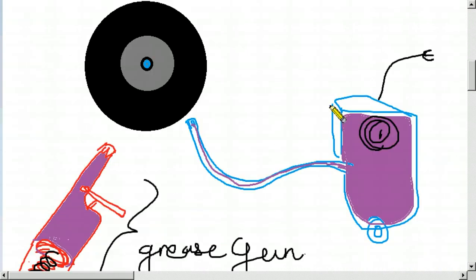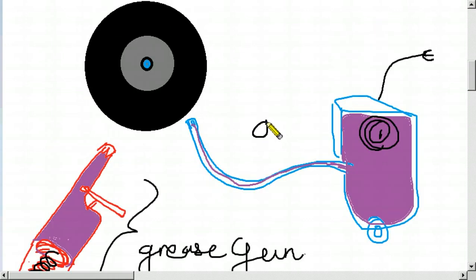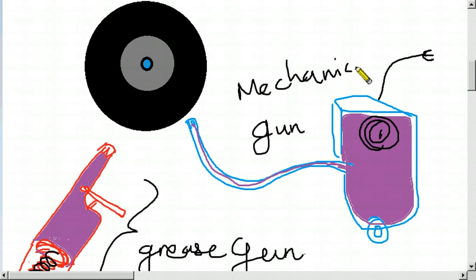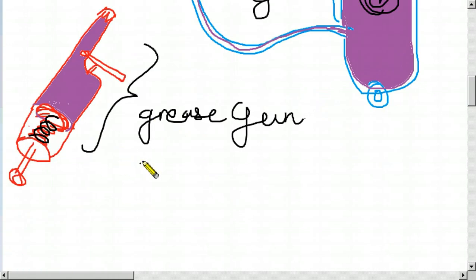Now I am going to show you a video of how to fill grease into the mechanism of the tire using this type of mechanical gun. This one is the electrical gun. This one is a hand gun. We say hand gun.